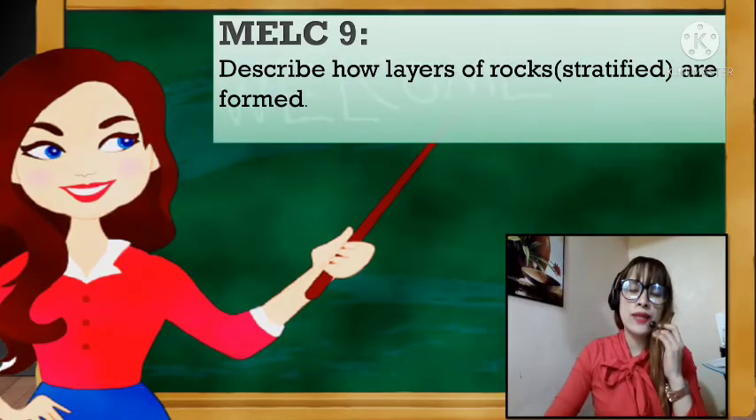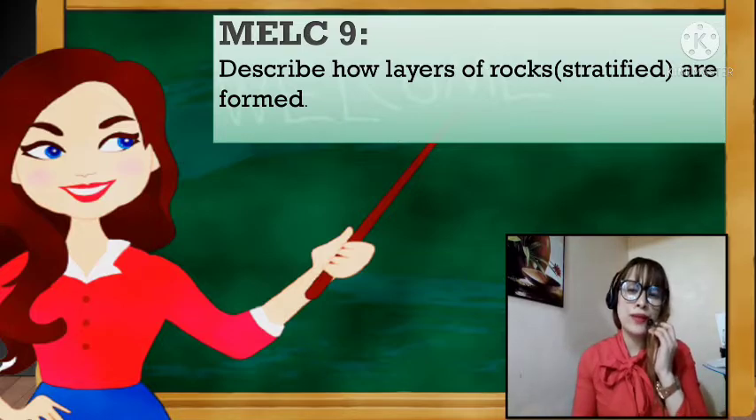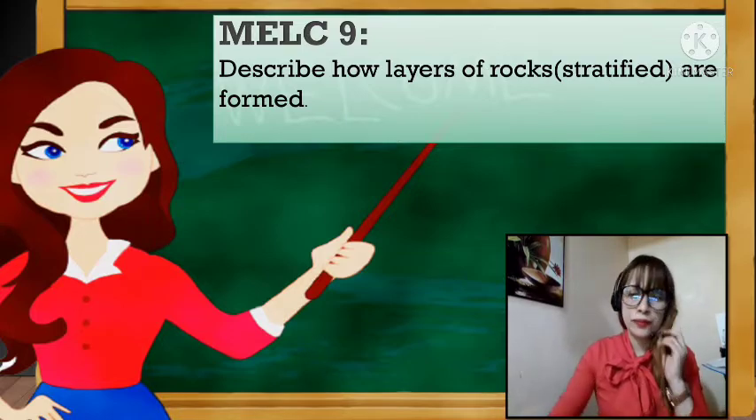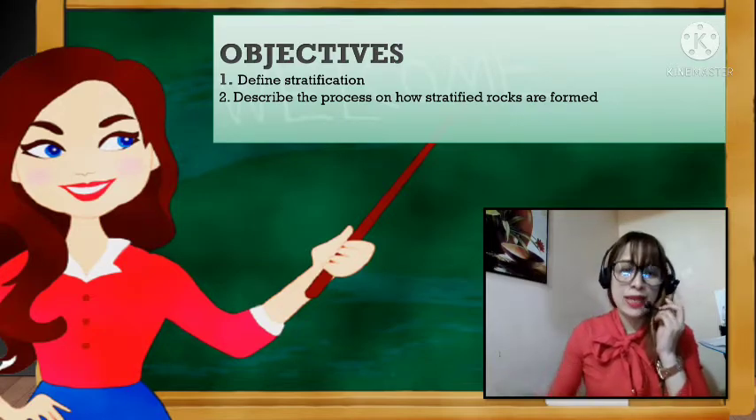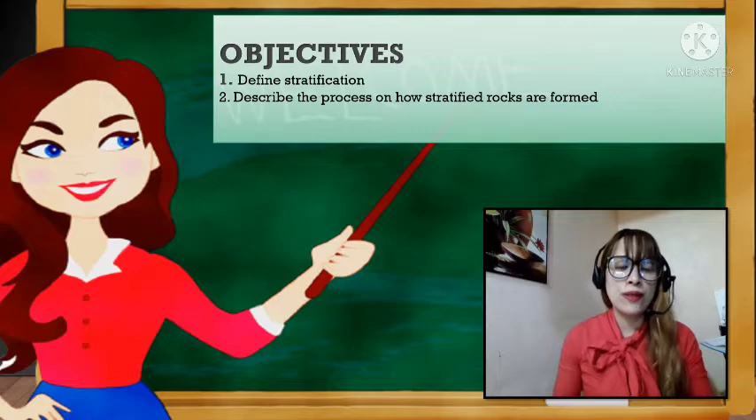Today's discussion is focused on describing how layers of stratified rocks are formed. The following objectives are to be attained in our discussion today for this lesson. First is to define stratification and describe the process and how stratified rocks are formed.